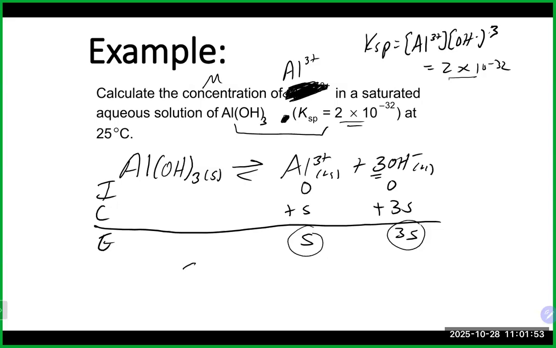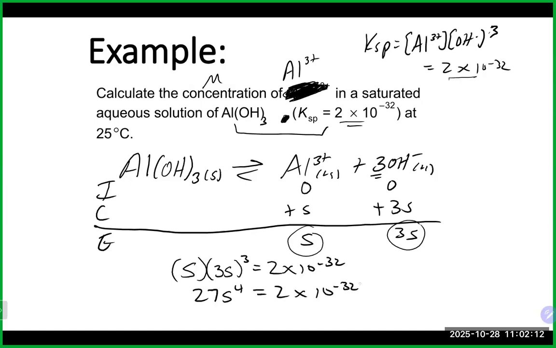That would get us S times 3S cubed will equal 2 times 10 to the minus 32. This ends up with 27S to the 4th equal to 2 times 10 to the minus 32. Remember, very commonly missed by a lot of people is they will cube the S and forget all about the actual number. So you do want to make sure you get the number there. Super common error people will make.